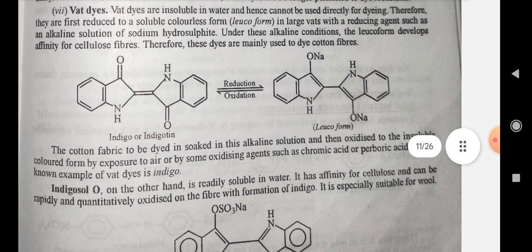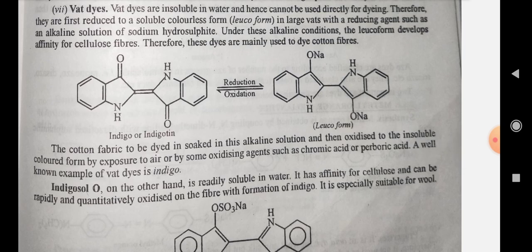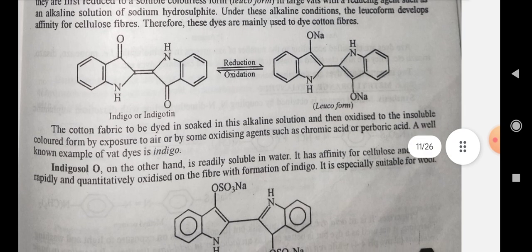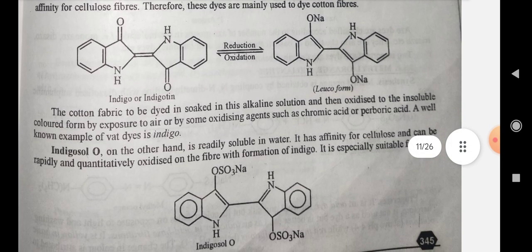Vat dyes are insoluble in water and hence cannot be used directly for dyeing. Therefore, they are first reduced to a soluble colorless form in large vats with a reducing agent such as an alkaline solution of sodium hydrosulfite. Under these alkaline conditions, the leuco form develops affinity for cellulose fiber. Therefore, these dyes are mainly used to dye cotton fibers.